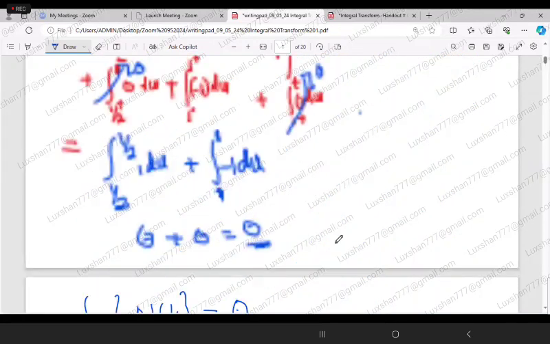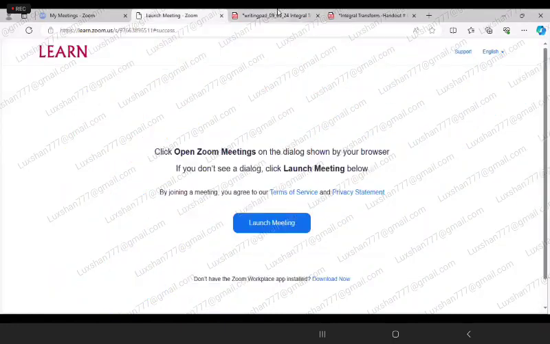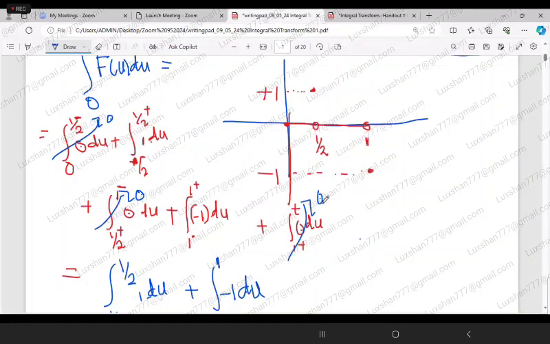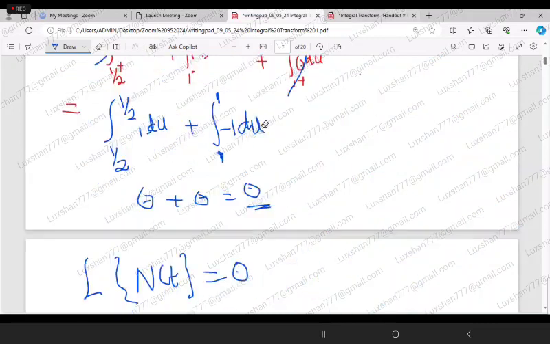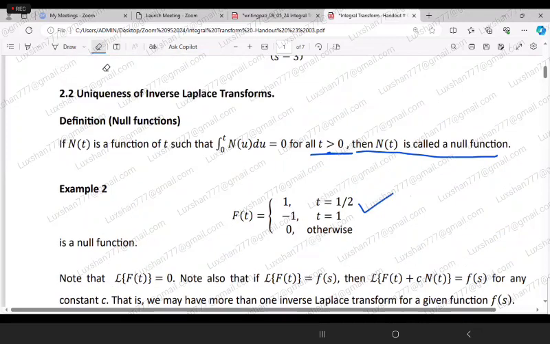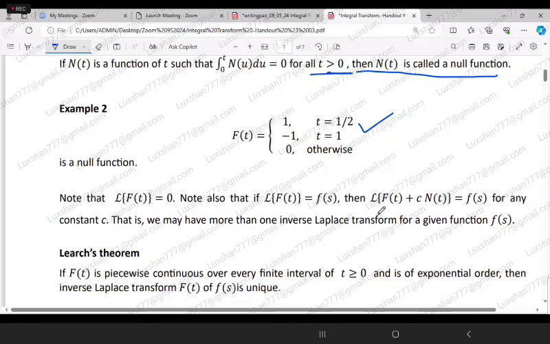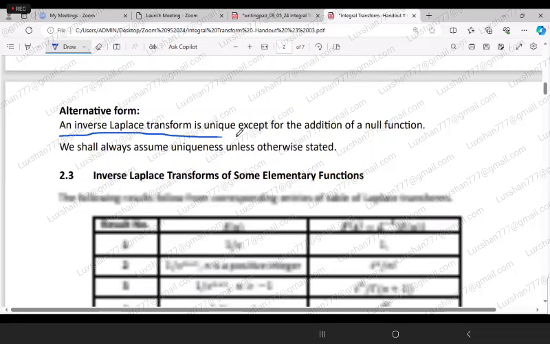So please change this one, because in the last class I made a mistake. In the sense that I actually got a different idea and explained it, but this is the correct one. This function is correct. Now we are discussing inverse Laplace, but anyway, it is not that important. If you don't understand, don't worry about this. What we are trying to say here is that the inverse Laplace transform function is not unique. But if you don't add a null function, then it is unique. So that is what we are finally saying: the inverse Laplace transform is unique except for the addition of a null function.